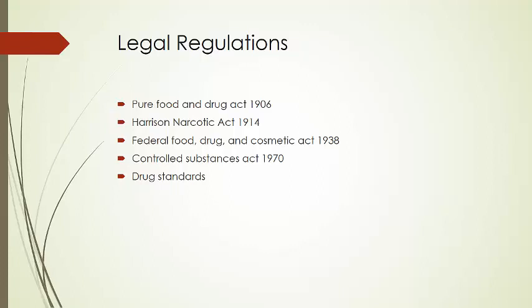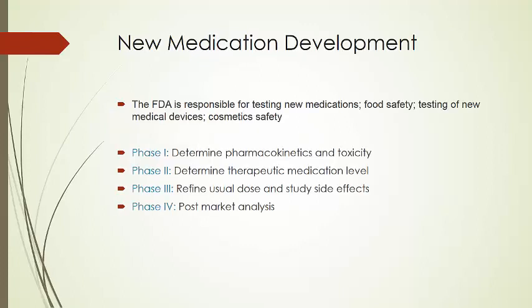Now, when we're looking at new medication development, the FDA is responsible for testing it and ensuring that these medications are safe before they come to market. So there are a couple of phases in this testing. So phase 1, the primary purpose here is to determine, is it safe, or what is the safe dose in humans, is it toxic, and what are the pharmacokinetics? So basically, what does your body do with it?